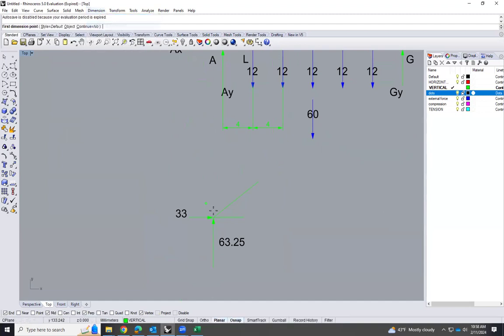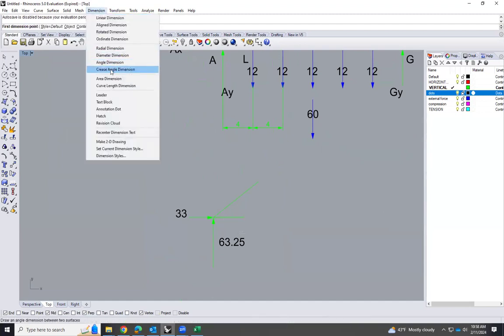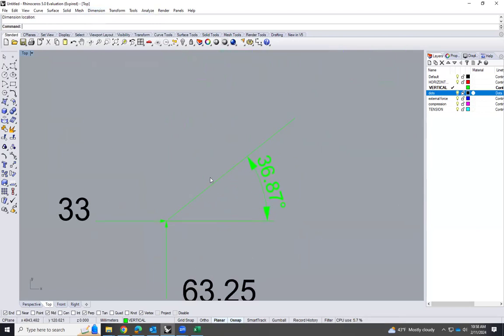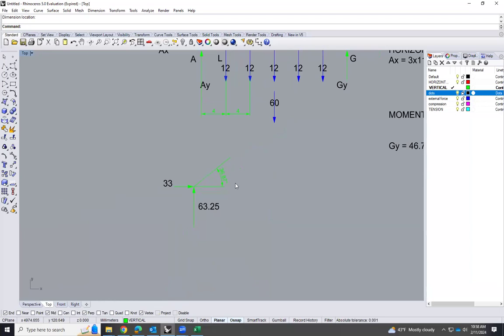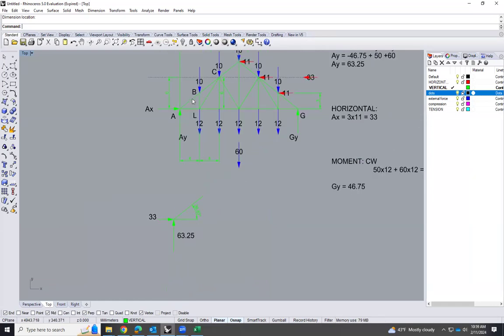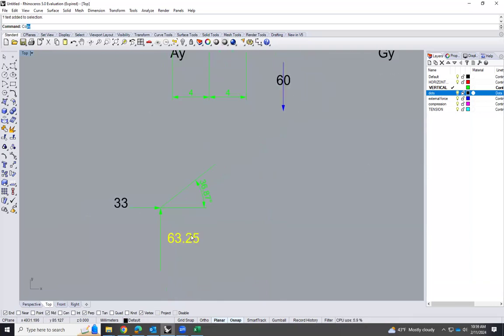If we're using the graphics, we can just measure the angle. Okay, so in this case we have AB and AL. So that would be AB and AL.